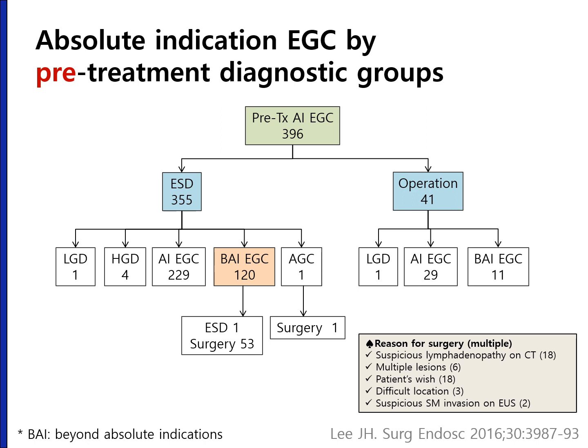10% of patients in the absolute indication group were initially treated by surgery. And you can see the reason in the box at the right-hand side corner. Suspicious lymphadenopathy was the most common reason for surgery.